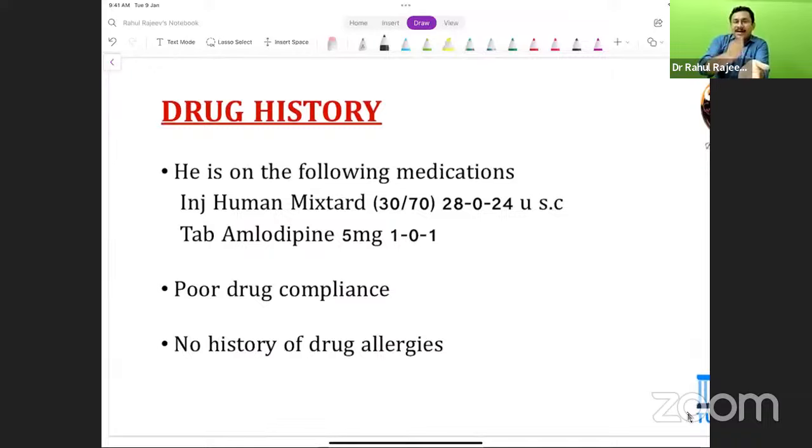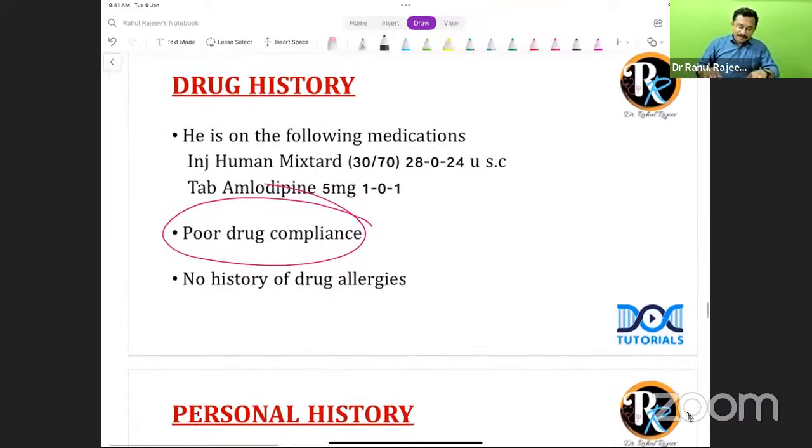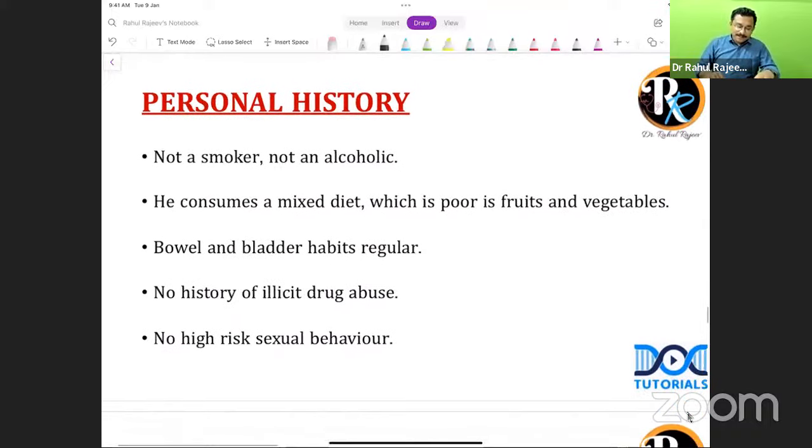You cannot do that. But if the patient is able to remember and tells you, I was on Human Mixtard 30/70, 28 units in the morning, 24 units in the night, you can write it. And he might tell you, I'm having amlodipine tablet, 5 milligram twice daily. You can write it. Poor drug compliance is also very important. Poor drug compliance, and there is no history of any drug allergy. So that is the importance of drug history in this patient. Okay, right. Next is personal history.